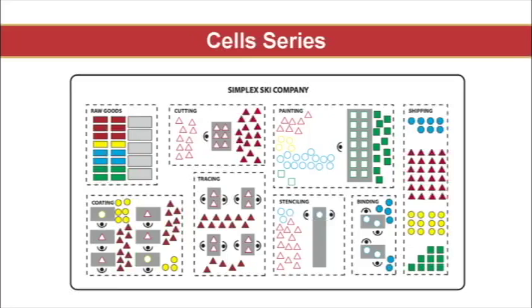Simplex Ski Company is a traditional manufacturer. As such, the shop floor is arranged as a process village. This means that like machinery is grouped together in large areas. This traditional model is one of many remnants from the era of mass production. The issue with process villages is that it impedes flow and encourages overproduction.